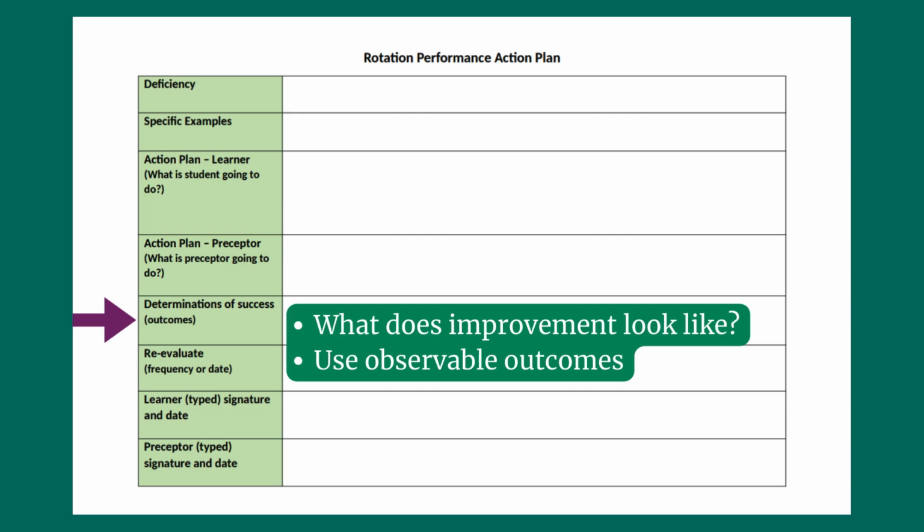Determination of success. What does better look like? How will we know if a learner is improving? Define how you will know if the plan is working. Success should be observable. For example, the learner can identify abnormal vitals and communicates appropriately.